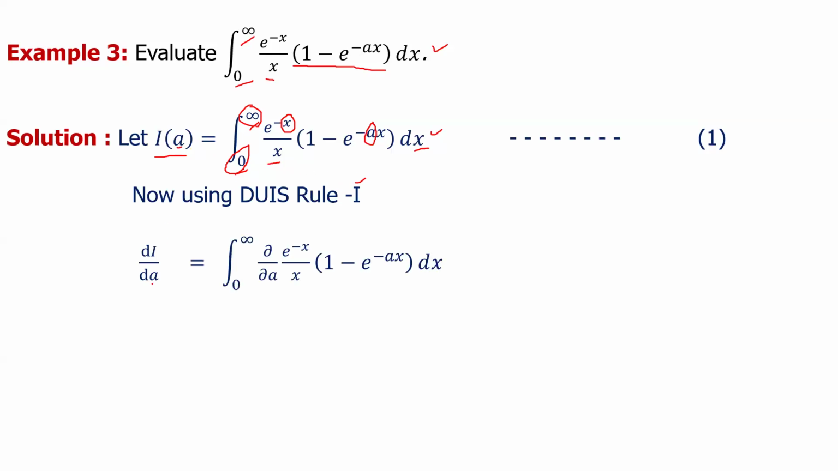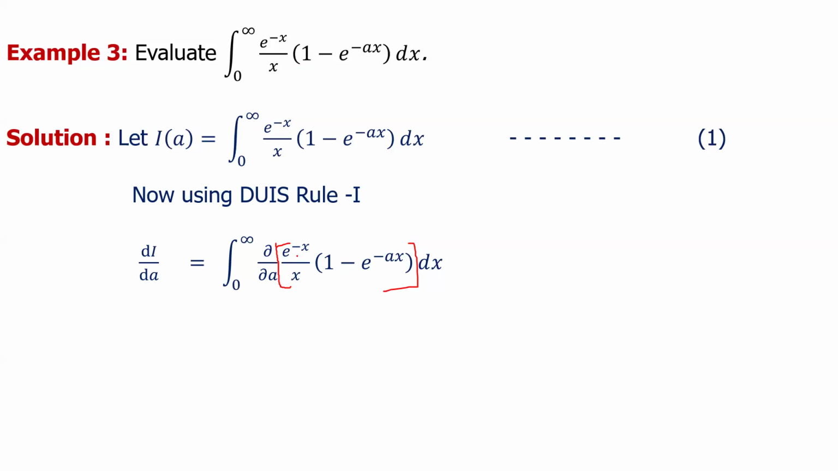So dI/da is given by the integration under the limit 0 to infinity of the partial derivative of (e^(-x)/x) into (1 - e^(-ax)). Now, here we are using the total derivative d/da, and here we are using the partial derivative. Why? Because this function, e^(-x) into (1 - e^(-ax)) upon x, is a function of two variables x and a. That's why we are using the partial derivative.